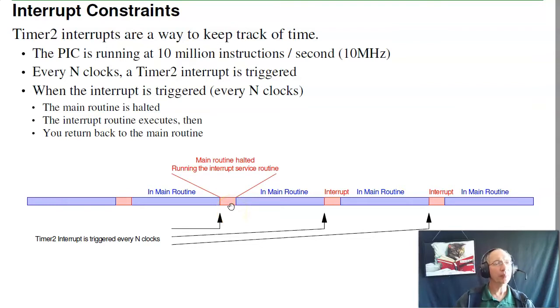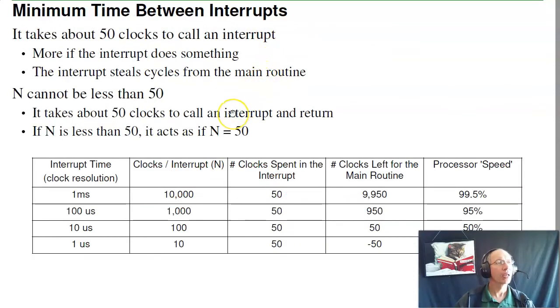What this means is a couple things. First off, I've got to make sure that if I interrupt every millisecond, the interrupt service routine has to take less than 1 millisecond. If it takes more than that, I simply don't have time to execute the interrupt service routine. So that kind of sets the maximum rate at which the interrupts can be called.